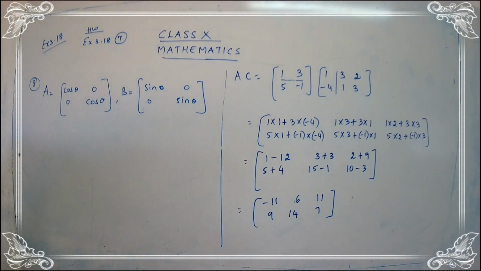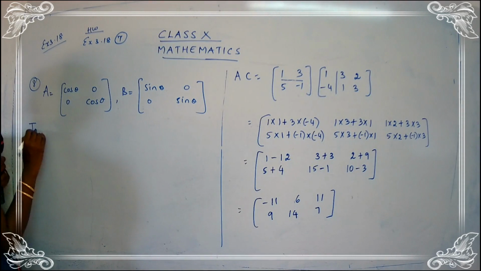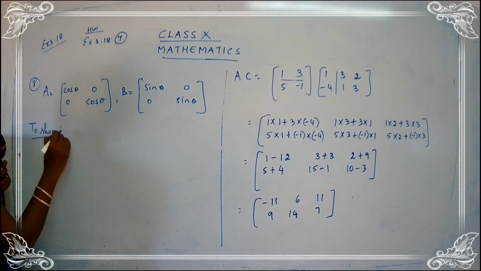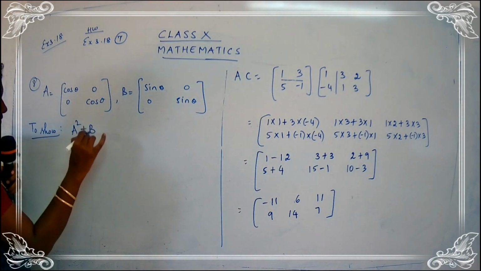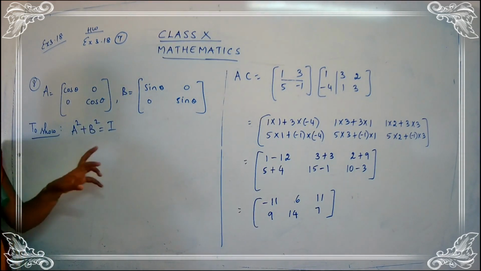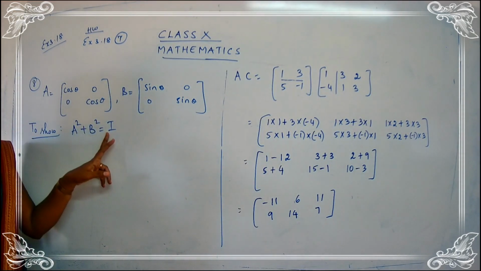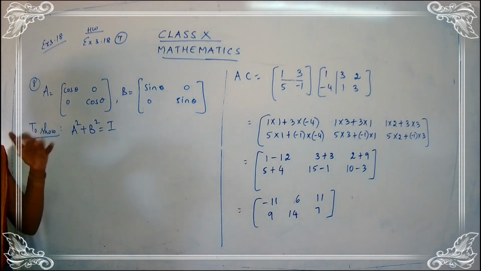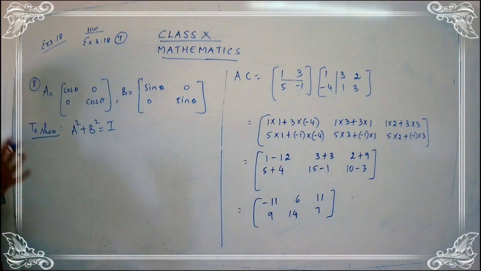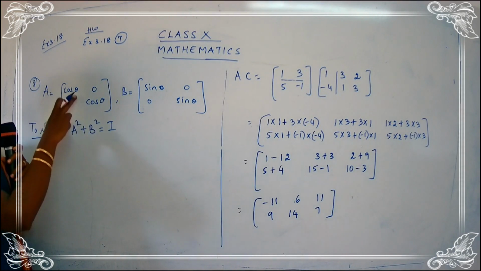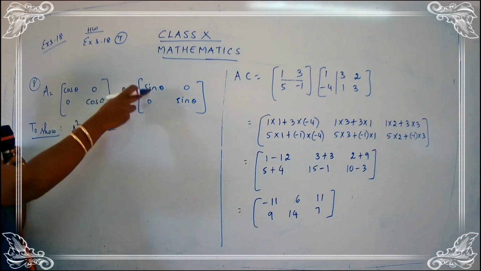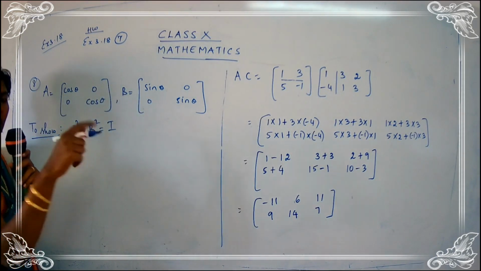They have asked you to show A square plus B square is equal to I. Write down here, to show A square plus B square is equal to I. Now we have already studied about I. I is the identity matrix which we have seen under the types of matrix. We can write the identity matrix for a 2 by 2 or a 3 by 3 according to the matrix given. Here you have a 2 by 2 matrix, so you will get an identity matrix of 2 by 2.